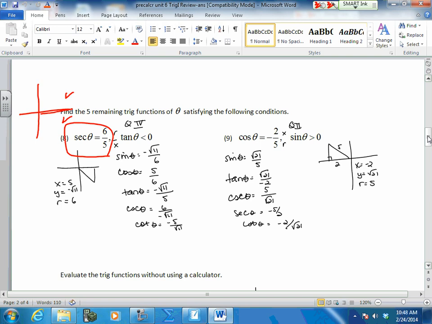So out of these 2, where is tangent negative? Quadrant 4. So now we know where your angle is. So now we label. You can convert this to a cosine first, take its reciprocals, x over r. You can, in your head, flip it r over x, whichever you like to do.